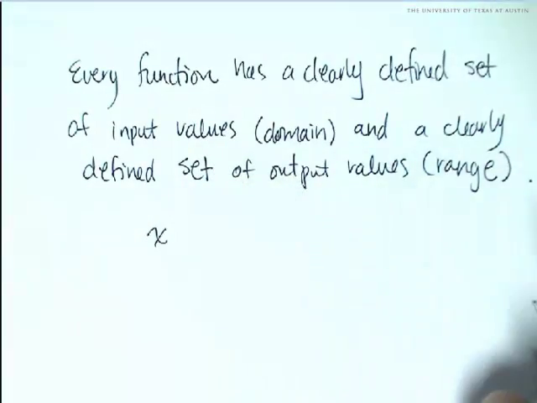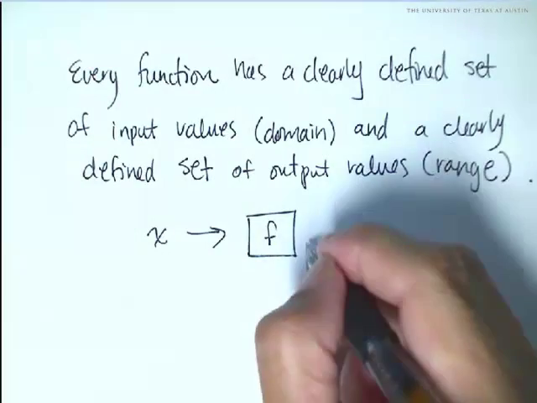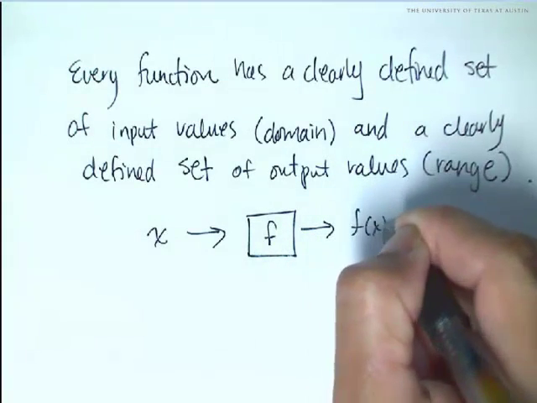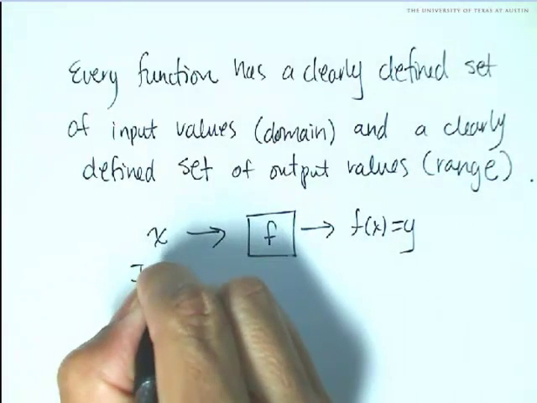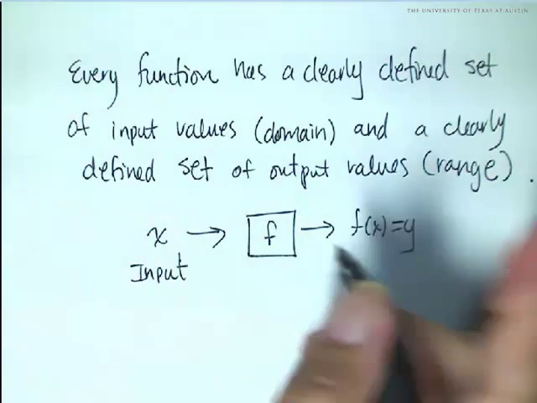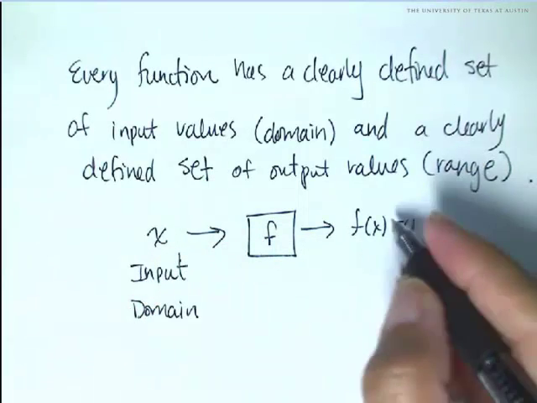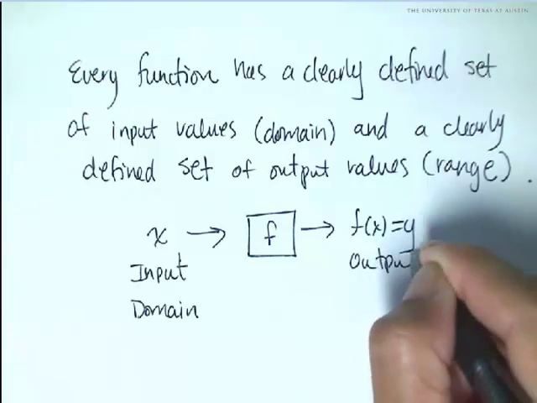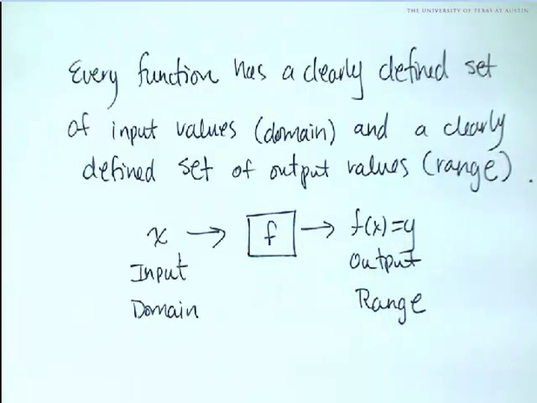So if we looked at our function box, x went in, we apply f to it, out comes f of x, also known as y. The things going in are our input values, now also called the domain. Things coming out are our output values, now also called the range.